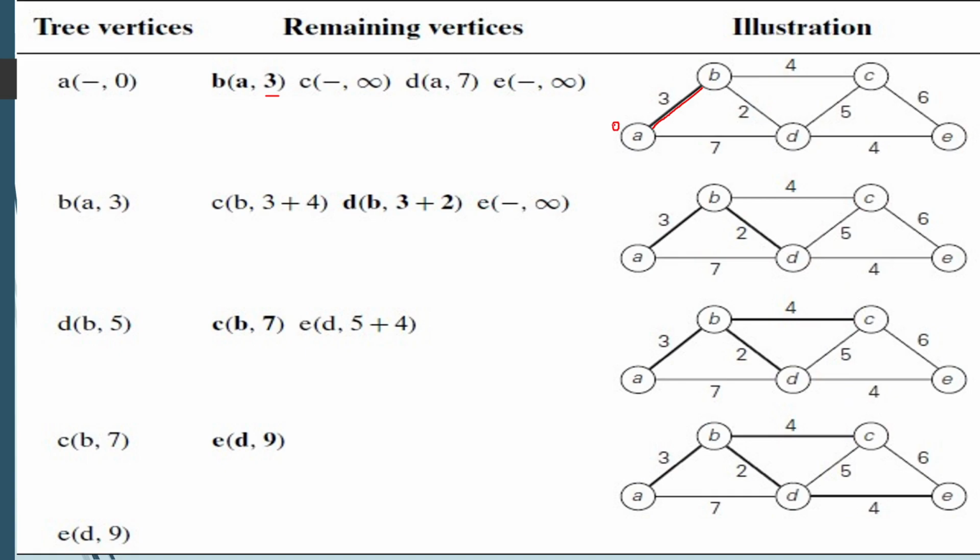The A distance is 0 because it is the source. Now from A to B it is 3 here. So which path have you selected now?